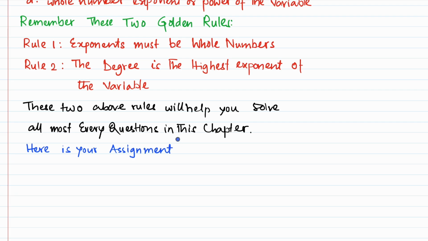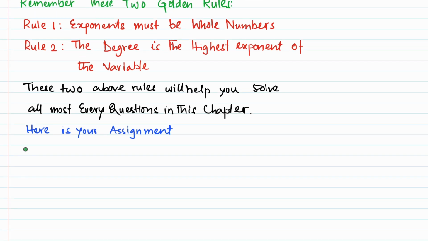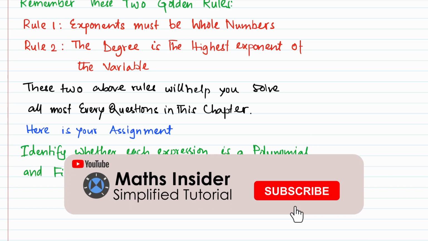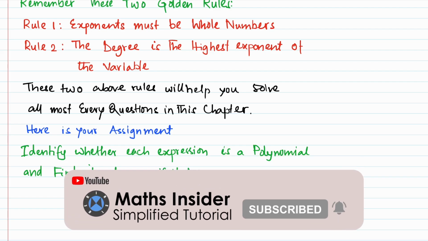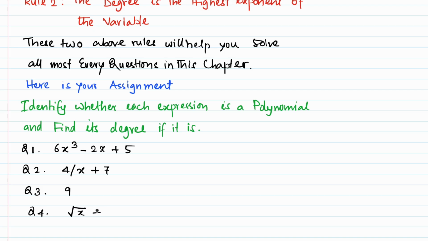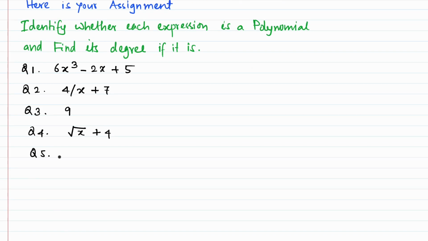Here is your assignment, which will help test your understanding. Identify whether each expression is a polynomial, and find its degree if it is. Question 1: 6x cube minus 2x plus 5. Question 2: 4 by x plus 7. Question 4: 9 root over x plus 4. And question 5: 2x to the power 5 minus 3x to the power 2 plus 8.